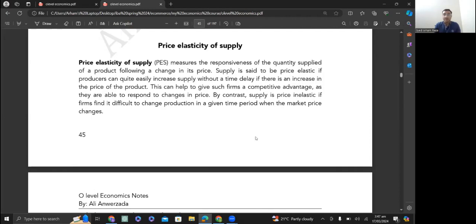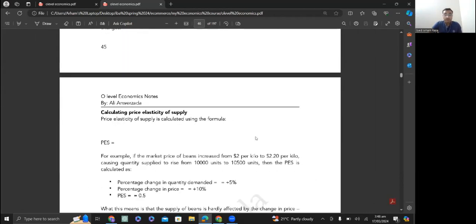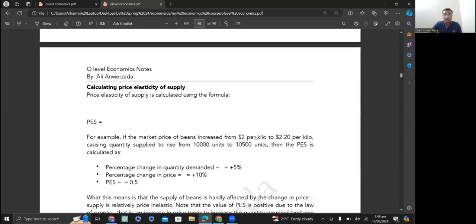Earlier we studied in the law of supply that when you increase the price, the quantity supplied will increase, and when you decrease the price, the quantity supplied will decrease. But by how much will the quantity supplied increase? That's what the elasticity of supply is concerned with. So again, to calculate the price elasticity of supply, the formula is the percentage change in quantity supplied divided by the percentage change in price.